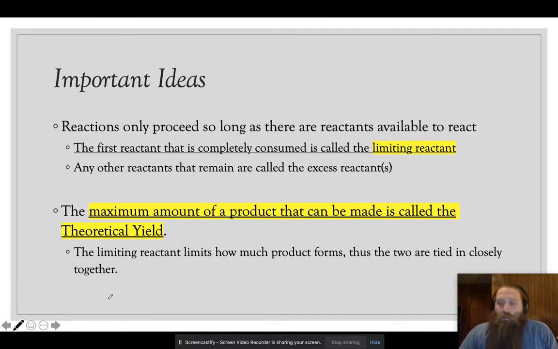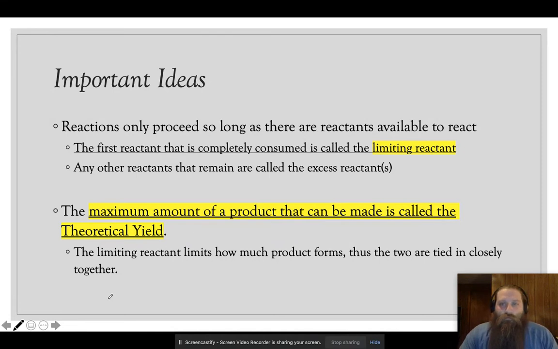The first is that reactions can only proceed as long as there are reactants available to react, right? It's kind of like your car. Your car only drives as long as you have gas. Gas is the limiting reactant to the car, to the engine. When you look at a reaction, the first reactant that's going to run out or be consumed all the way, we call that the limiting reactant. And it's really important to identify that reactant.